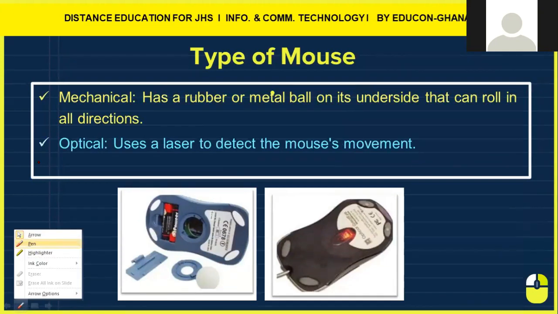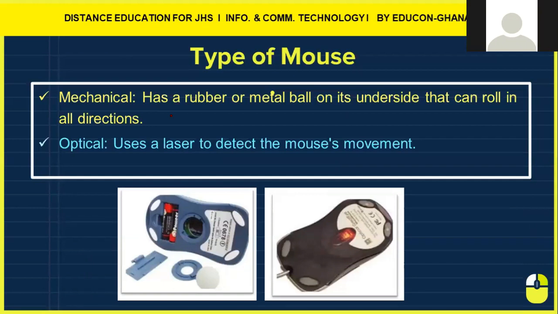The mechanical mouse and the optical mouse. You can see that the mechanical has a rubber or metal ball on its underside that can go in all directions. So this one has a ball. This ball is supposed to be inside here. This is the older type of mouse. You hardly see them of late in your computer labs.